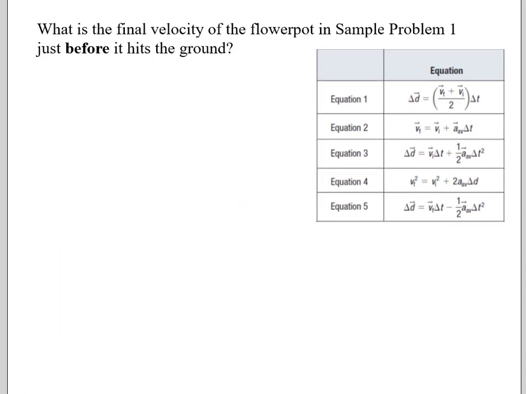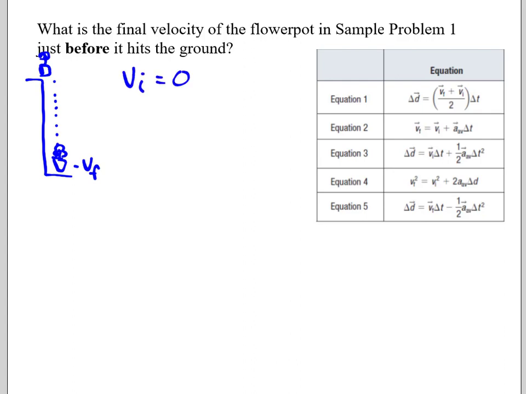Okay, so what is the final velocity of the flower pot just before it hits the ground? So let's draw our picture. We had a flower pot sitting on a ledge. It has fallen off the ledge, and we want to know right before it hits the ground, what is the final velocity? Okay, so let's list what we know.